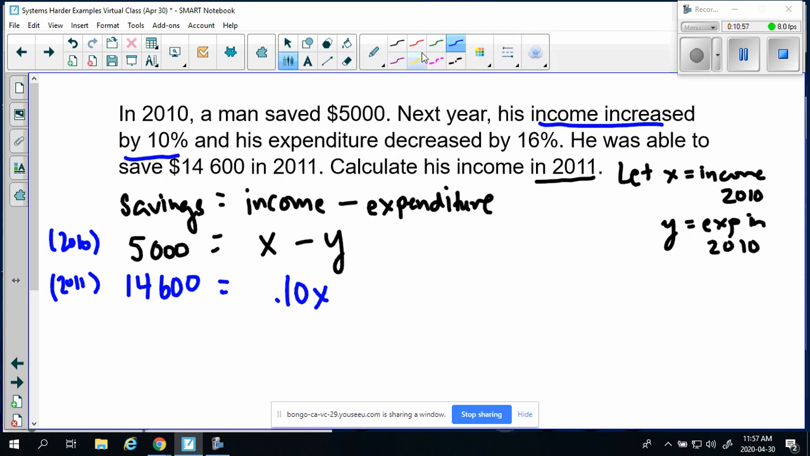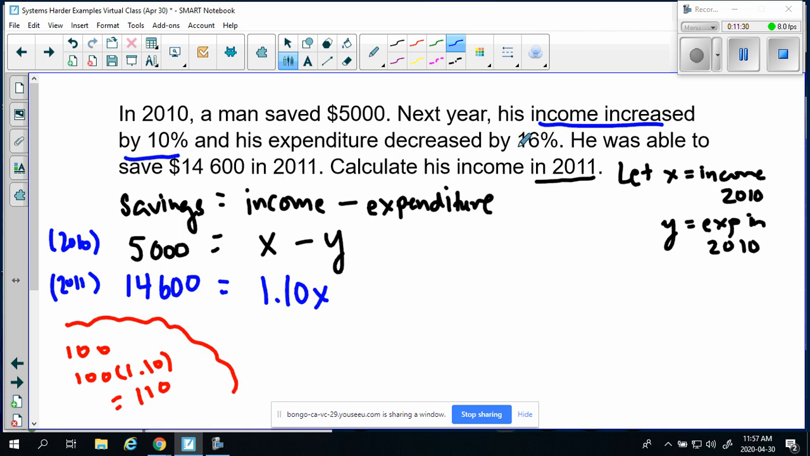Well, here's a trick. If it's increased by 10%, you want to multiply by 1.10, and that will increase you by 10%. If you don't believe me, come into this thought bubble. Let's say I made $100 this year, and then next year I multiply by 1.10. How much money am I making that year? $110, which is 10% more, right? And that's why that works. So if it increased by 10%, I'm going to multiply 1.10 times X.